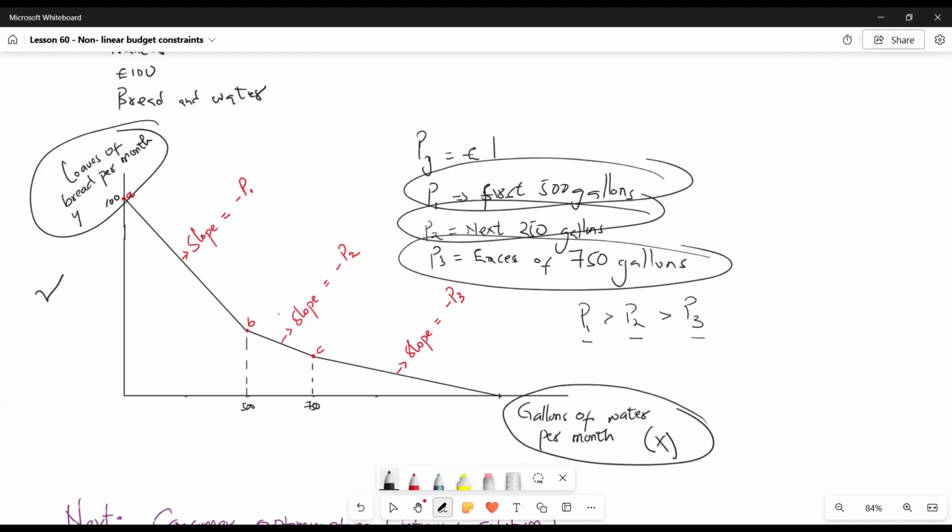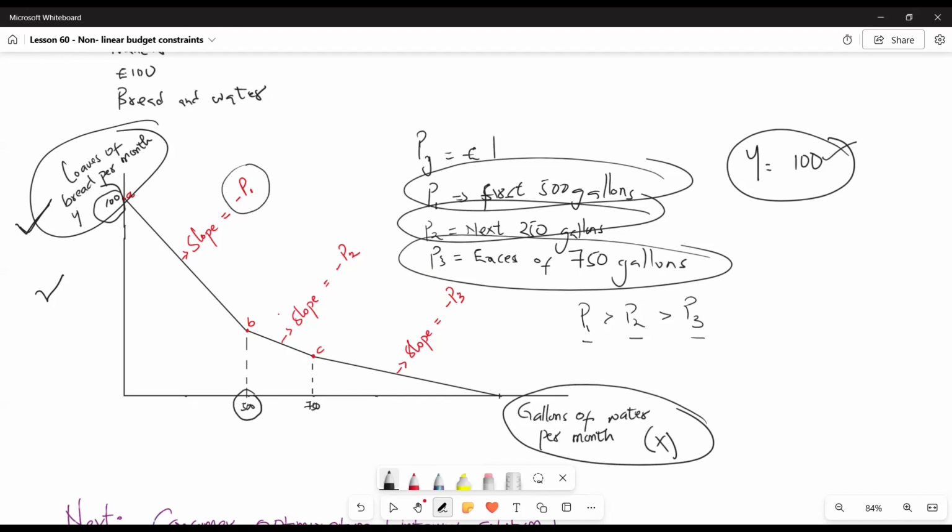The first thing we are going to do is calculate the y-intercept. The y-intercept is going to be 100, because the income that Francis gets is £100 per month and the price of good Y is £1 per loaf. The intercept for water is going to be slightly different from what we typically see in our previous lesson. For the first 500 gallons, the price of good X is P1.